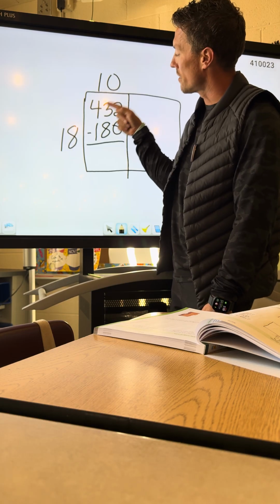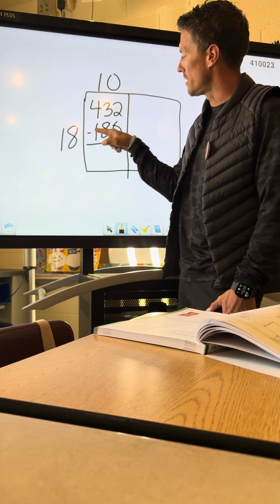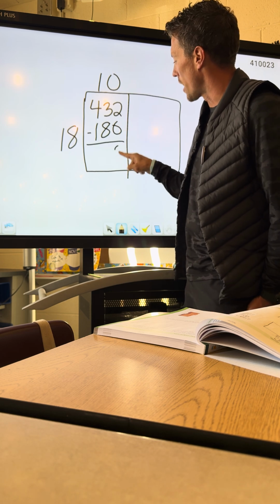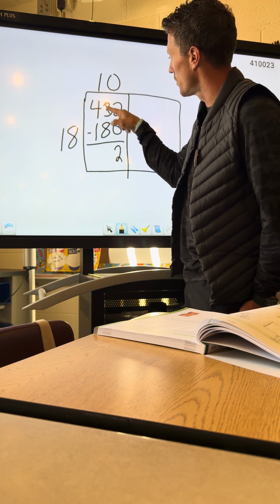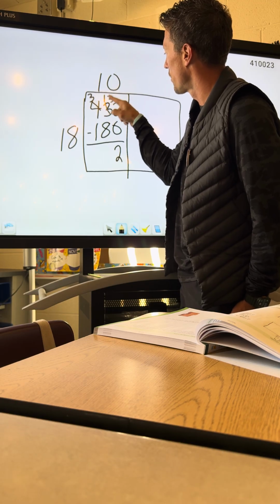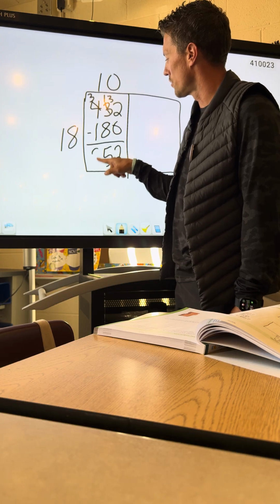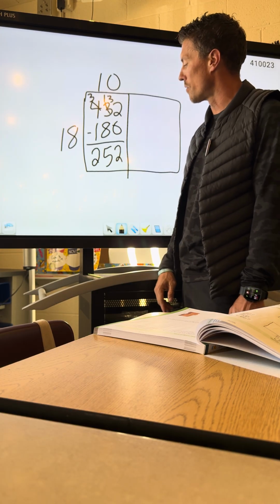I'm going to subtract the 180 that I'm using here. 10 times 18 is 180. And then I'll subtract. I have 2, can't do. So I'll borrow and regroup. 13 minus 8 is 5, and 3 minus 1 is 2. I have 252 left over.